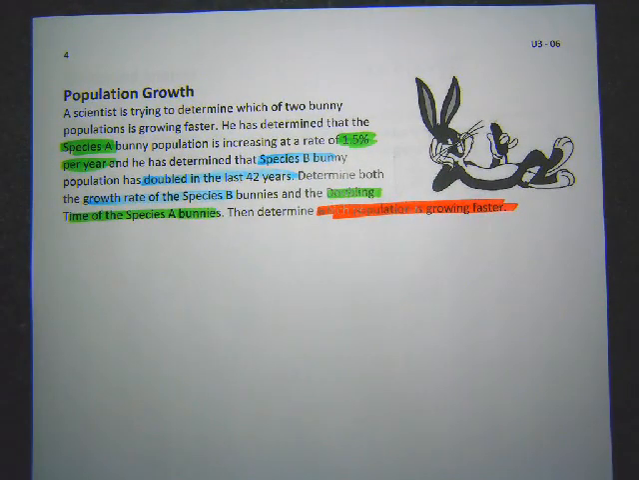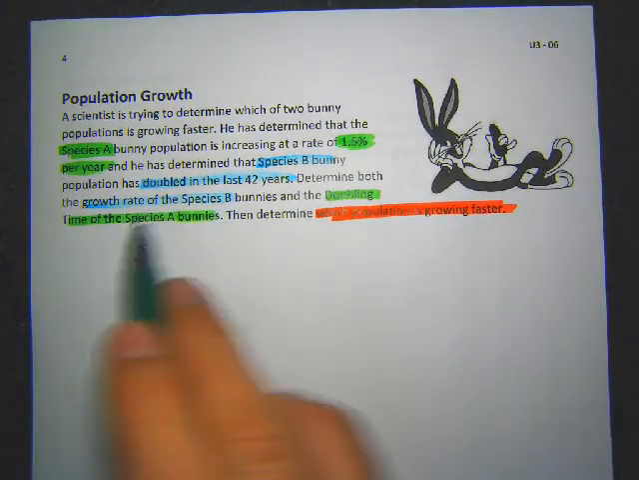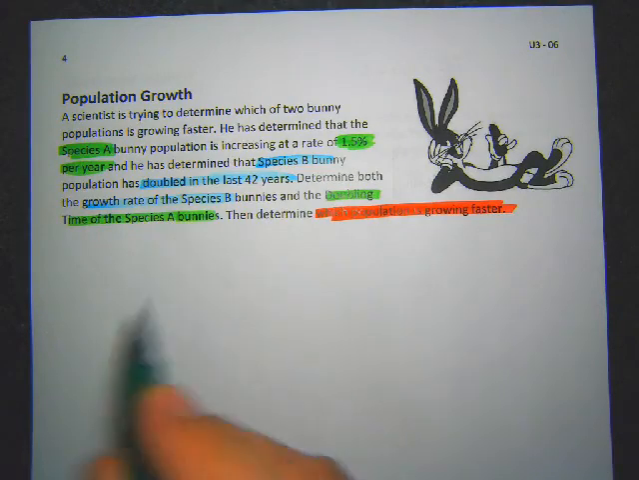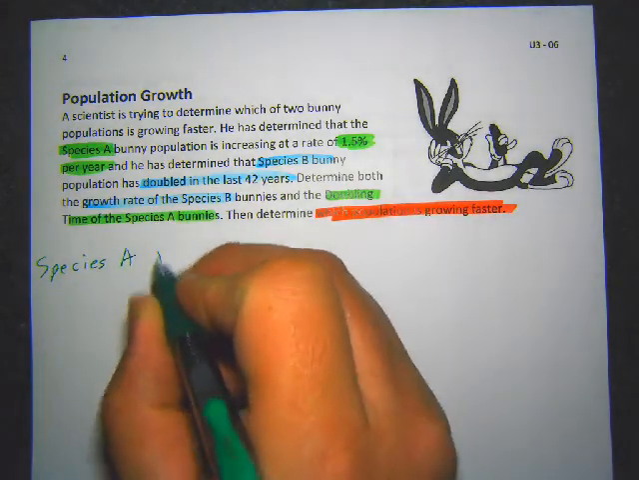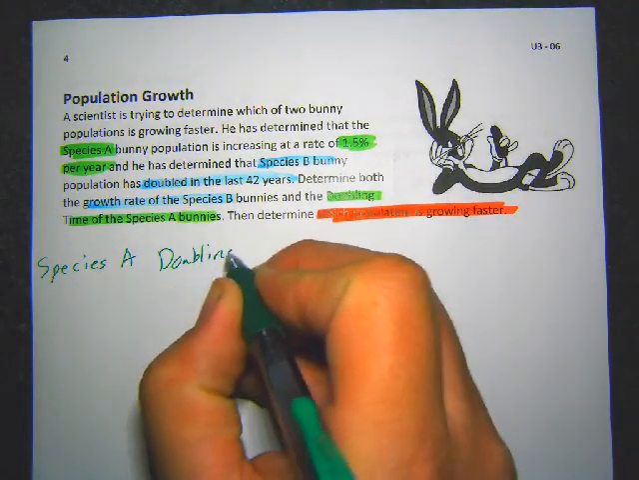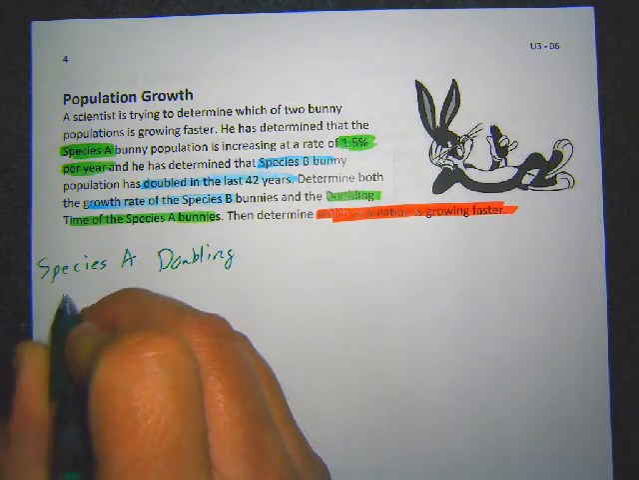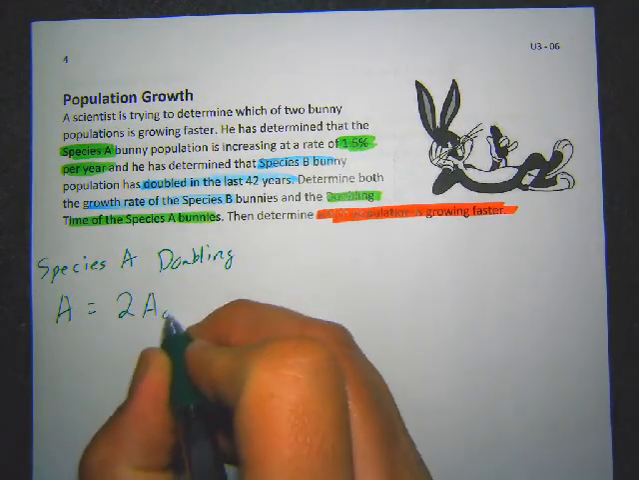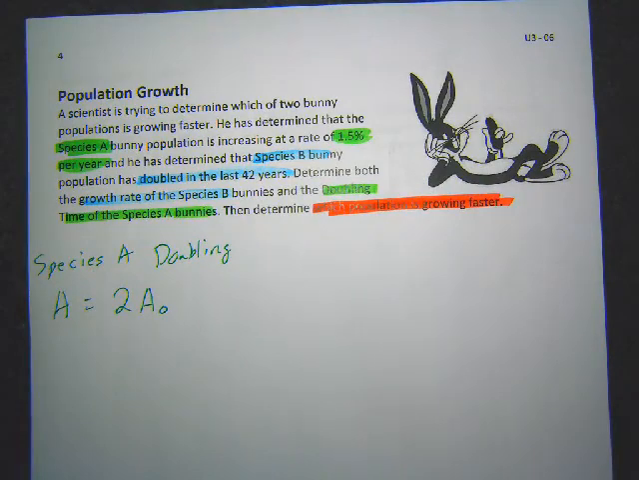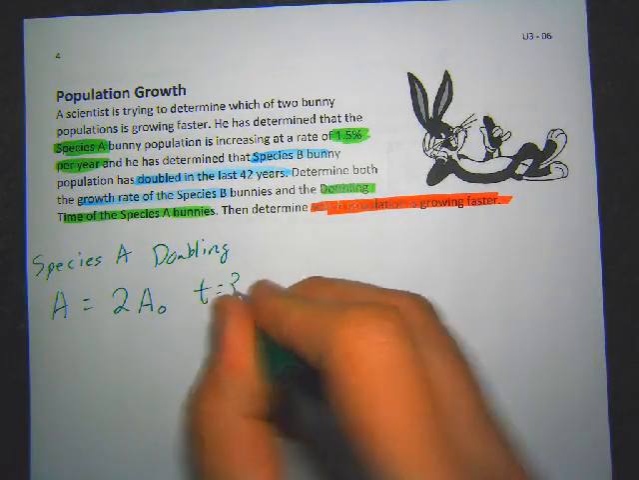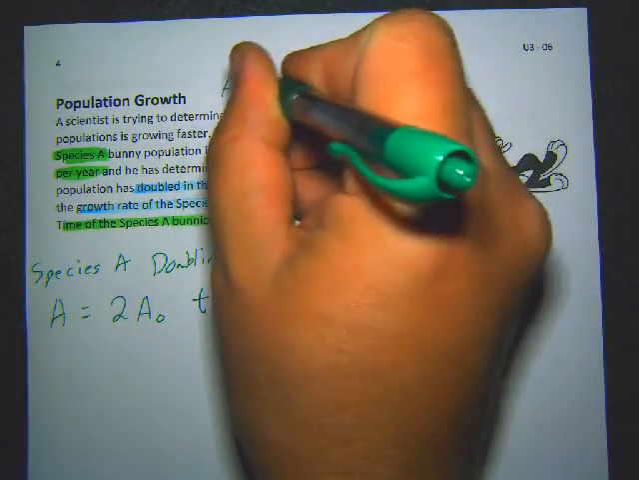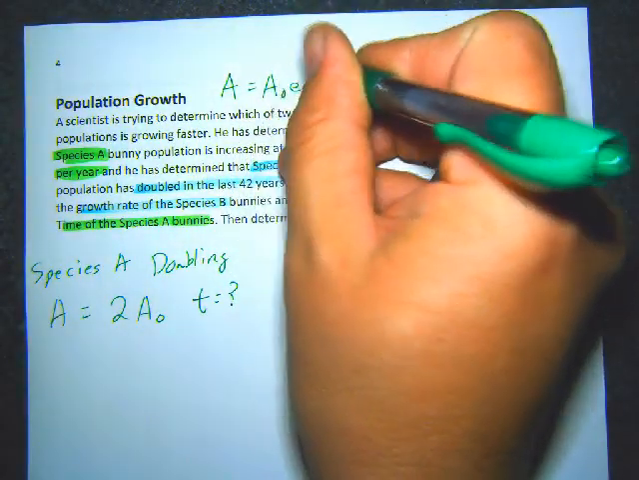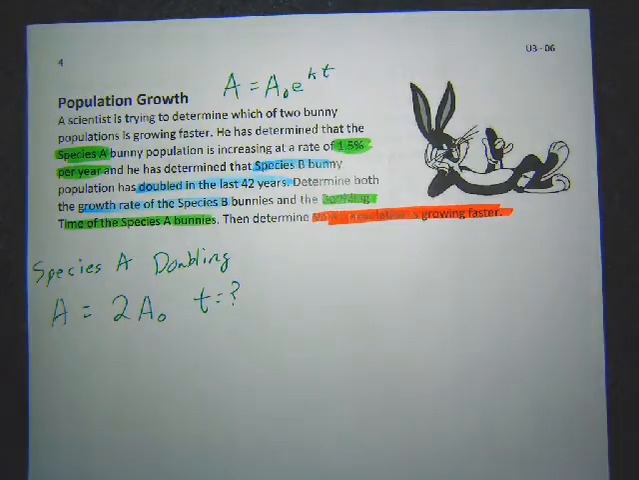So first off, let's do species A first. We want to look at the doubling time for species A. Doubling, remember, that means that the final amount A is twice the starting amount. That's what we're looking for. How much time does that take to double? So to do this, we're still going to be using that formula, A equals A sub 0, e to the kt. That's what we're going to be using still.